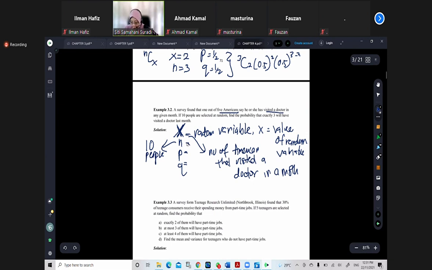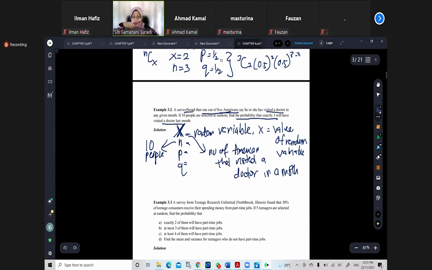Is there any P? 3/10. Why 3/10? The question is the probability that exactly 3 will have visited the doctor. Look carefully. 1 of 5. They found that 1 of 5.